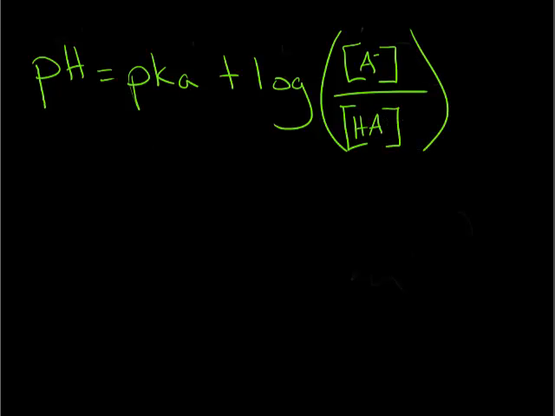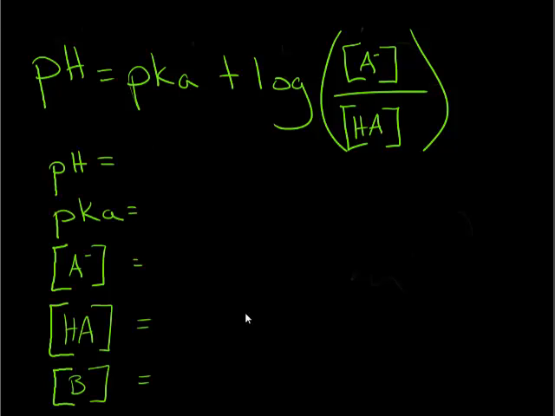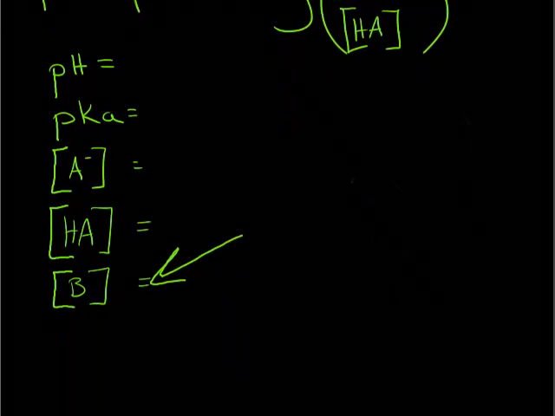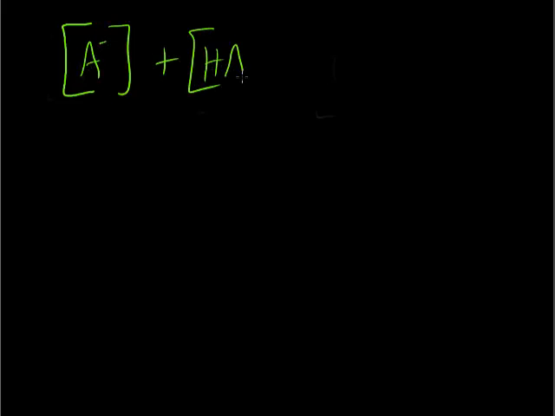The next thing you'll want to do is write down all of your variables. You'll notice that there's a fifth variable that is not in the equation, but it is associated with the problem. This is the total concentration of the buffer. And the equation that we are going to use for this is the concentration of the conjugate base plus the concentration of the weak acid equals the concentration of the total buffer.